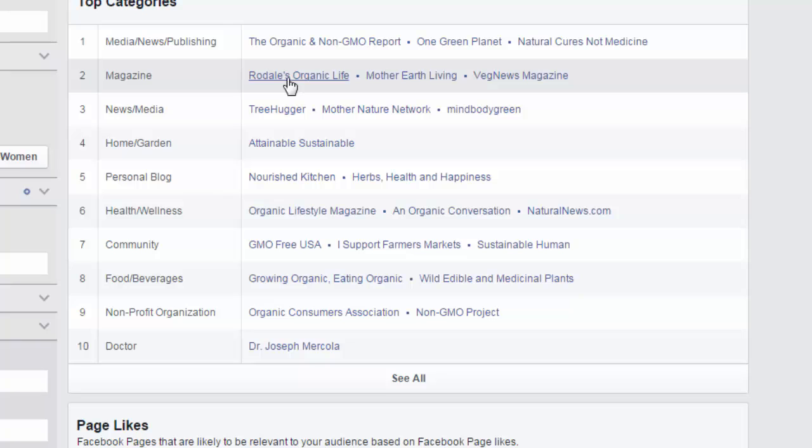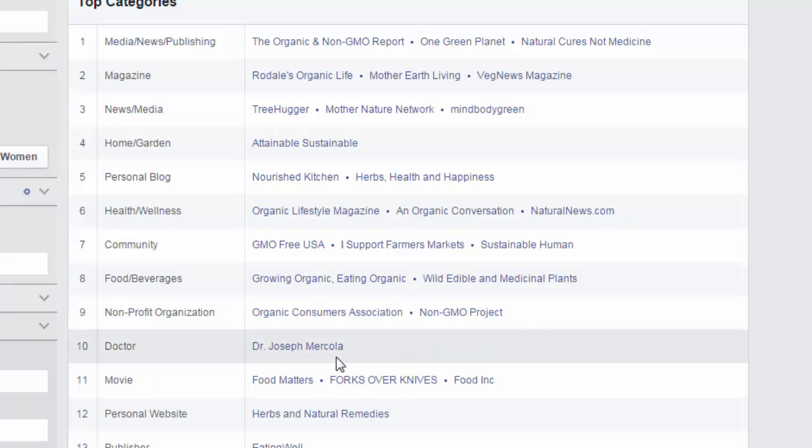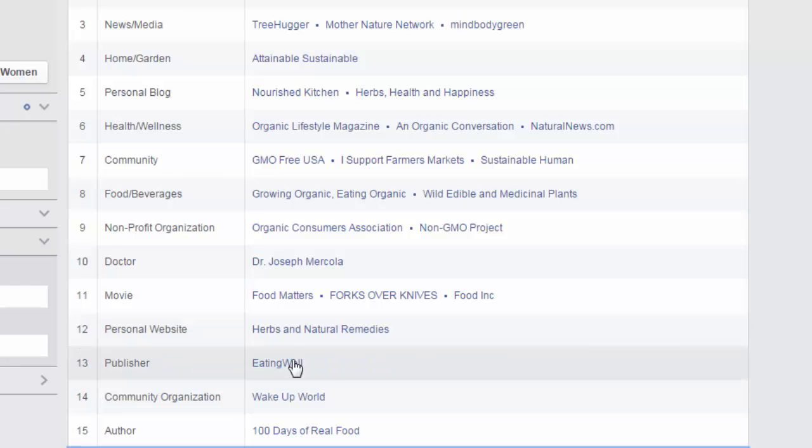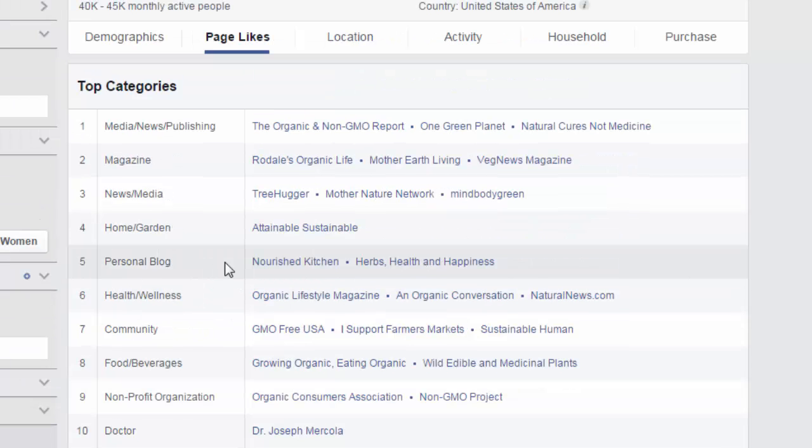They're likely to like this also. Mother Earth Living, Veg News Magazine. So those are other magazines they're likely to like. You can see Organic Lifestyle Magazine. We've got doctors. They like Dr. Joseph Mercola. They like Eating Well Publisher. So they'll give us a lot of information of other likes.